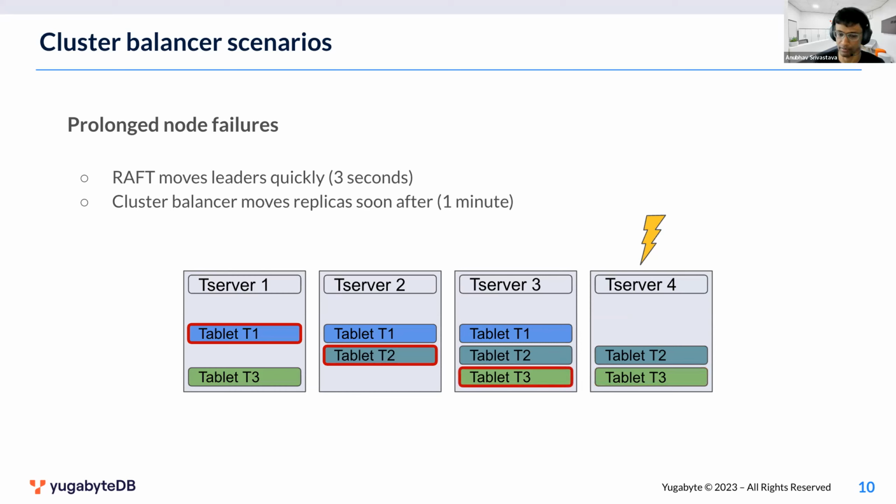And then after this happens, it's possible that the node comes back up because the node failure was something like a temporary network blip. In that case, we're fine and the leaders will move back. But if not, we don't want to stay in this state with only 2 out of 3 replicas practically for a long time. So the cluster balancer will automatically mark the T server as dead after some amount of time, and by default it's 1 minute, and it'll move those replicas over to another node so that we have 3 out of 3 replicas again.